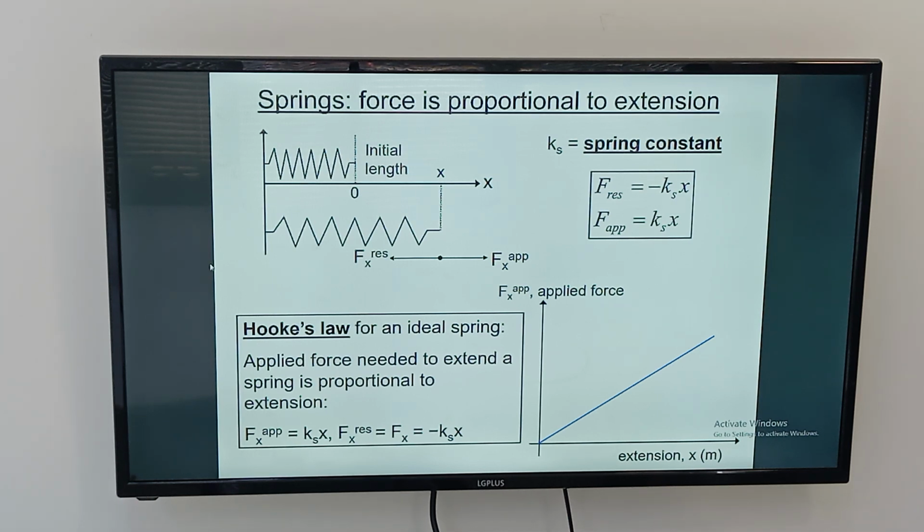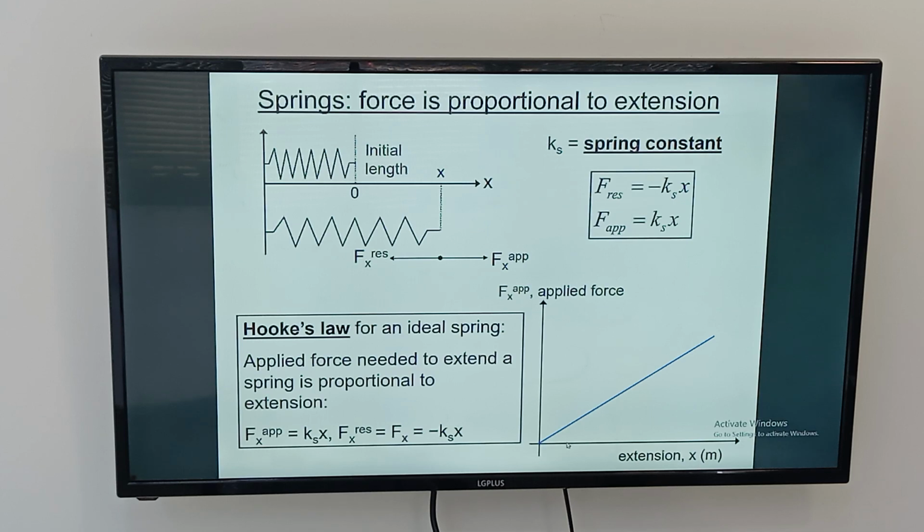Hooke's law for an ideal spring: the applied force needed to extend a spring is proportional to extension. Okay, so the force applied equals the constant times x, the extension, and the force of rest, the force of extension, equals negative constant times the extension. From this diagram, we can understand.